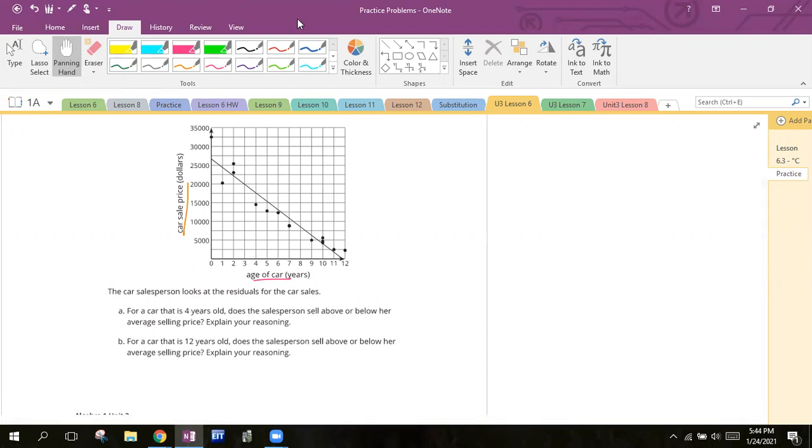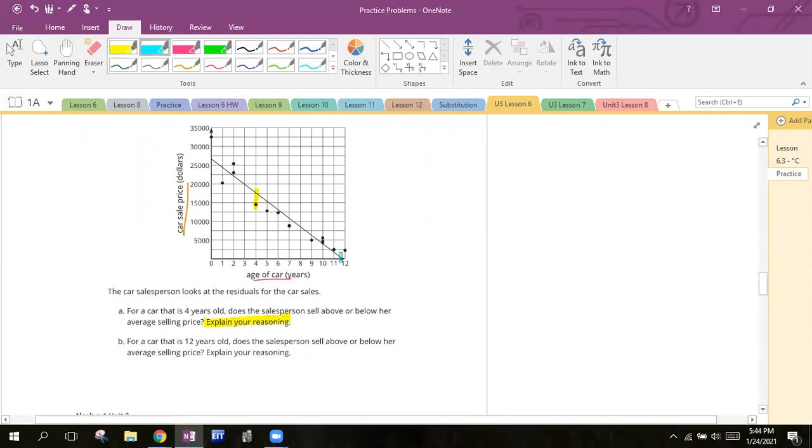So let's look at the actual and estimated for 4 years. Okay, so I'm going to go to 4 years. Here's my actual. There's my estimated. Okay, so was the actual value above or below what they were planning on? Okay, so you just have to answer that and explain based on what you observed in the graph.